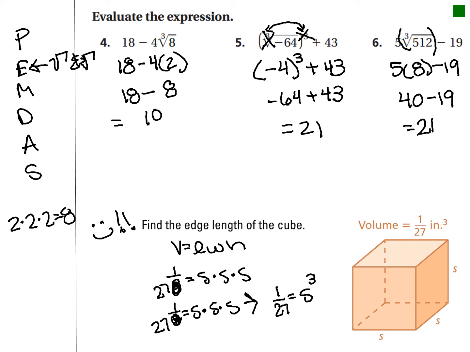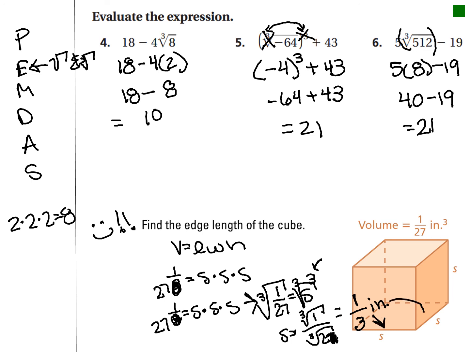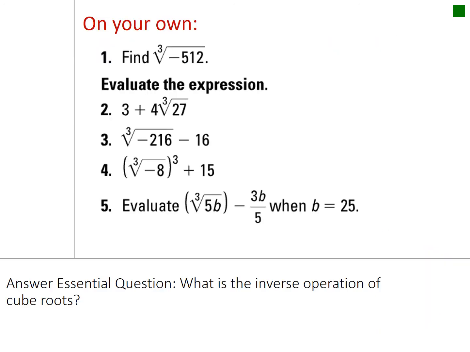How can we undo this exponent of 3? With a cube root. Remember, you can break fractions down to the cube root of 1 over the cube root of 27. The cube root of 1 is 1. The cube root of 27, what times itself 3 times is 27, is 3. So each side is 1/3 inch. 1/3 inch, 1/3 inch, and 1/3 inch. Go ahead and try the next set of problems on your own, and be ready to resume when you're ready to check.